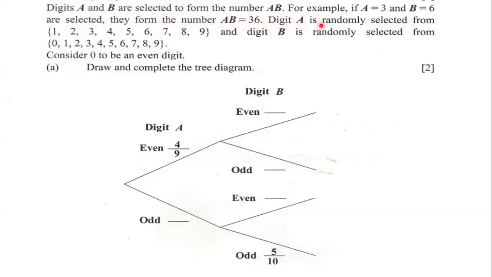Digit A is randomly selected from this particular set that contains the numbers 1, 2, 3, 4, 5, 6, 7, 8, 9. And digit B is randomly selected from this set, and the set contains the numbers 0, 1, 2, 3, 4, 5, 6, 7, 8, and 9. It says, consider 0 to be an even digit.